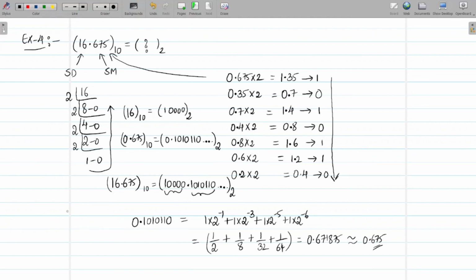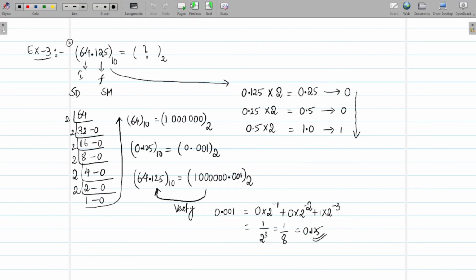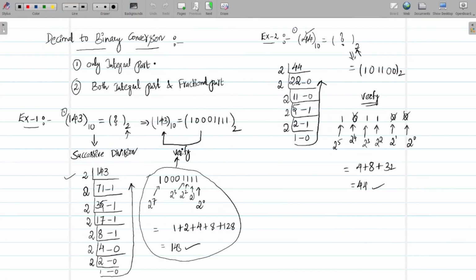In this way you can convert the decimal number into a binary number which has only integral part, or which has both integral part and fractional part. Okay, I want to stop here. In the next video we will understand decimal to octal conversion and decimal to hexadecimal conversion.